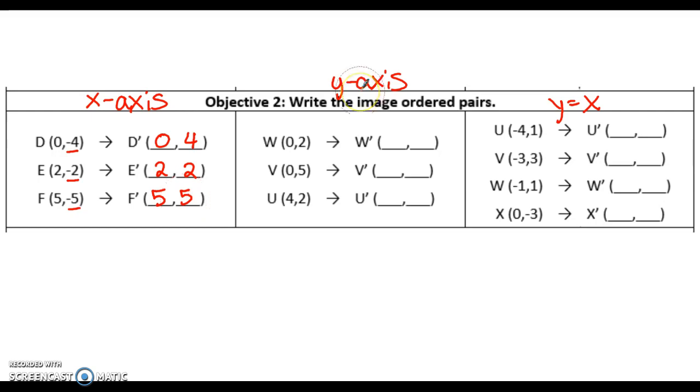Now to reflect across the y-axis, we would change the sign of the x value. So we know that 0 doesn't have a sign, so we're simply going to rewrite that 0 because it does not change. But this 4 is going to become a -4. So that new ordered pair is -4, 2. And lastly, we remember from above that for y equals x, we need to swap the x and y. So U prime would be 1, -4, 3, -3, 1, -1, and -3, 0. We have simply had them switch places.